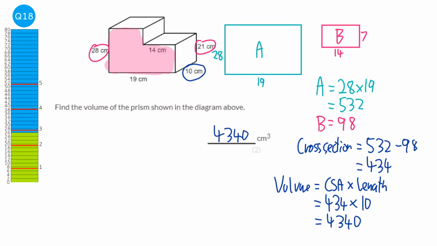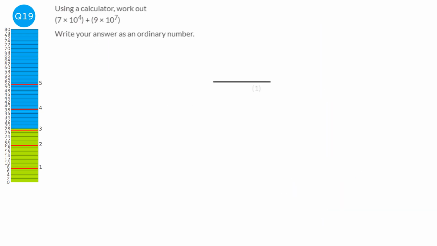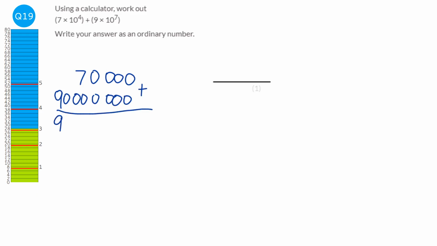So our answer is 4,340 centimetres cubed. So 7 times 10 to the power 4 is going to be 70,000. And 9 times 10 to the power of 7 will be 90 million. And so when you add them together, you get 90,070,000.